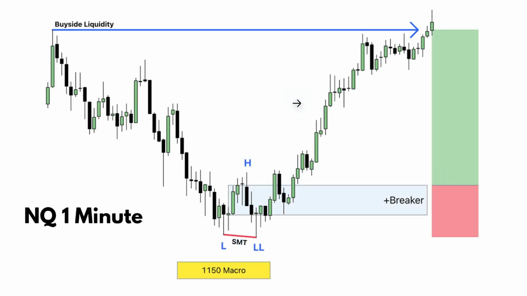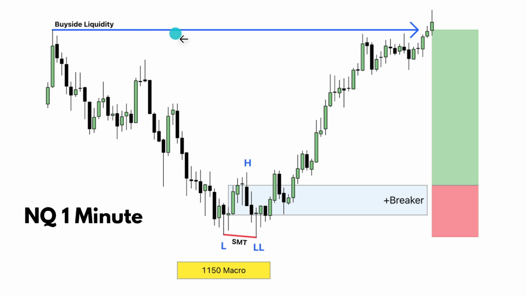Going forward to our next example, we're back on NASDAQ's 1 minute chart. And now you can start to see that these setups are virtually identical. We're looking at, again, the 11:50 macro, another macro window, and we're seeing a low, a high, a lower low. We enter on the retracement back into the bullish breaker, these 3 consecutive up close candles, and we target our buy side liquidity pool.